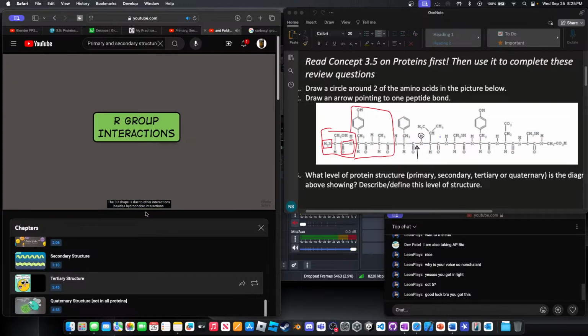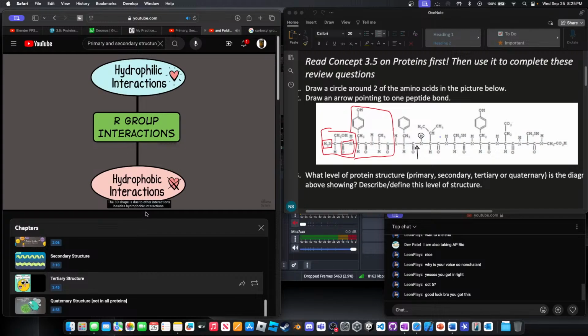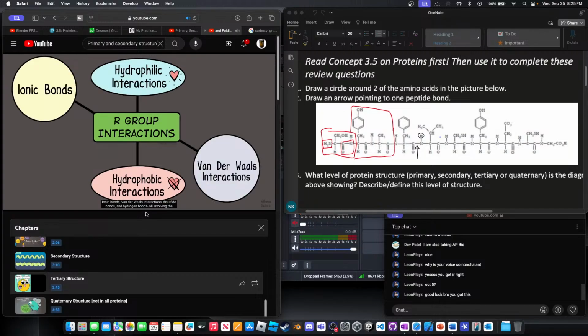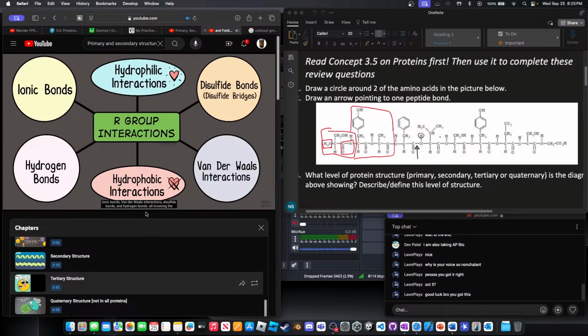The 3D shape is due to other interactions besides hydrophobic interactions. Ionic bonds, van der Waals interactions, disulfide bonds, and hydrogen bonds, all involving the R groups, can influence the fold.